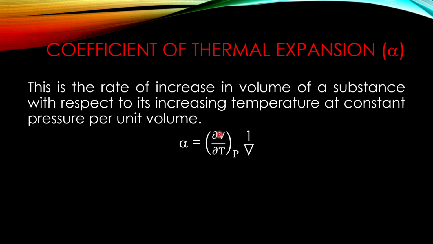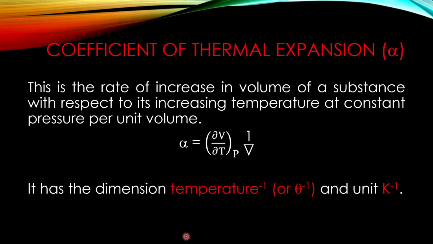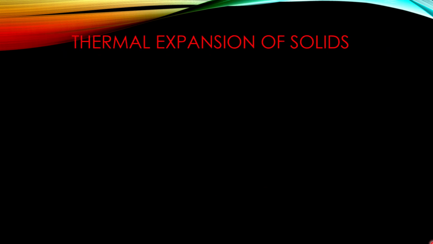So here volume and volume cancel each other dimensionally, and only 1 by T, that is temperature inverse, remains as the dimension of alpha. So the dimension of alpha is temperature inverse, or symbolically theta inverse, and hence its unit is Kelvin inverse. Next comes thermal expansion of solids, because we know that there are three types of thermal expansion in case of solid substance: linear, areal, and volumetric.